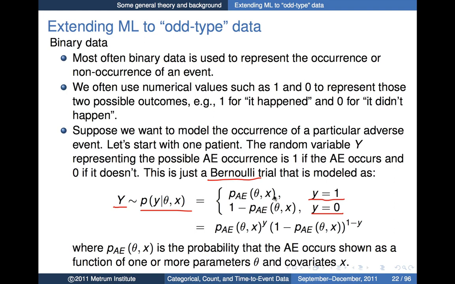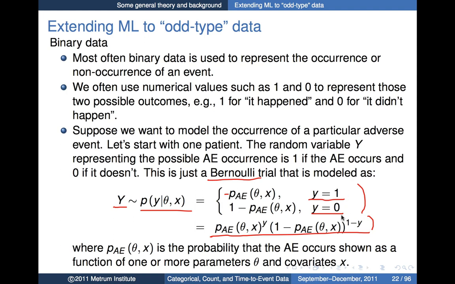Another way this commonly gets written is almost more of a trick, but it's a handy trick for writing out the likelihood. The top one implies something like an if-then-else construct. Instead, you can do it as a simple multiplication like this. The trick is that when y equals 1, you get p raised to the 1, so you just get p sub AE. And 1 minus p sub AE raised to the 0 would just be 1, so you just get p sub AE, which is equivalent to the first line here. There's a similar pattern in the case where y equals 0.